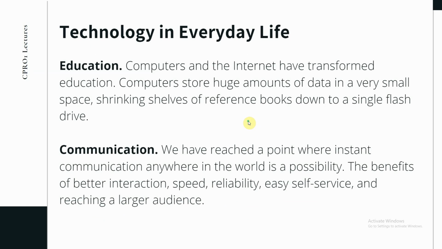So using technology in our everyday life, we start with education. The best example is what we do currently here in our Google Meet class. We use computers and the internet to communicate and send information. Computers can store huge amounts of data in a very small space, basically shrinking shelves of reference books down to a single flash drive. It can store all your digital notes and other reference documents that you would need for your study or research.